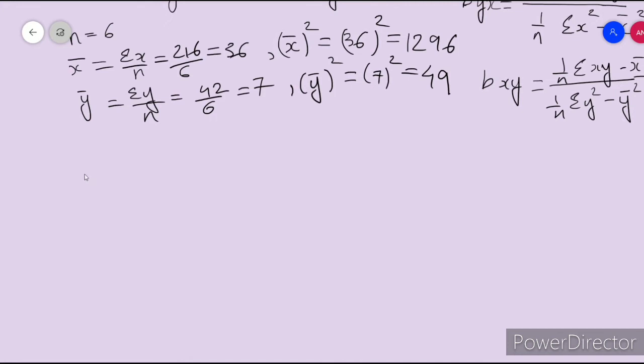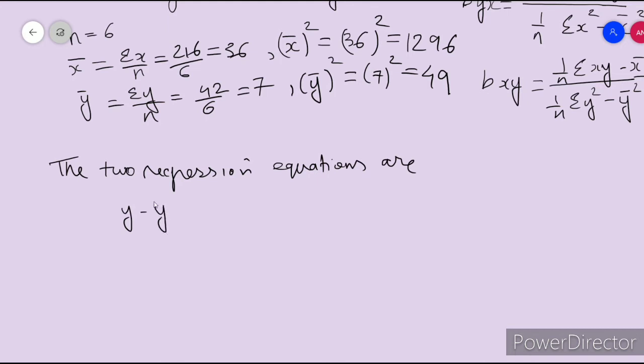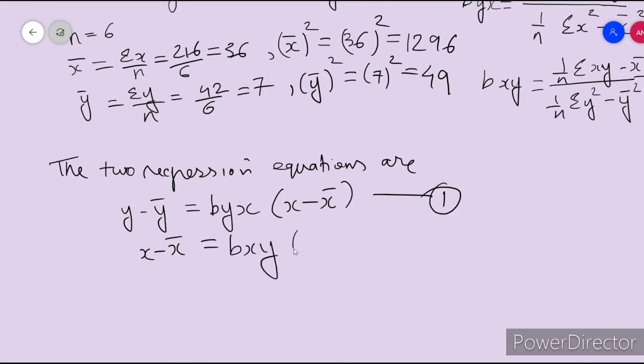So the question is to find the regression equations, and we know that there are two regression equations: the regression equation of y on x and x on y. So the two regression equations are: y minus y bar equals the regression coefficient of y on x, byx, times x minus x mean, call that equation 1. And x minus x mean equals bxy, the regression coefficient of x on y, times y minus y mean or y bar, call that equation 2.